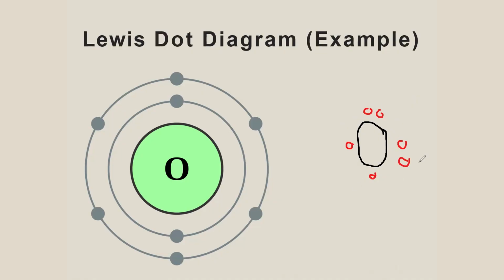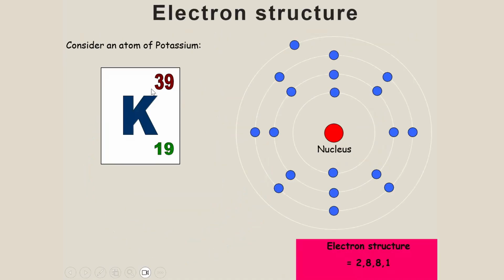The information that I get from this Lewis structure is that this atom is divalent. It has 2 unpaired electrons. It may form 2 bonds or a double bond with another atom, and it can accept 2 electrons to reach the octet rule. Potassium has 19 electrons.